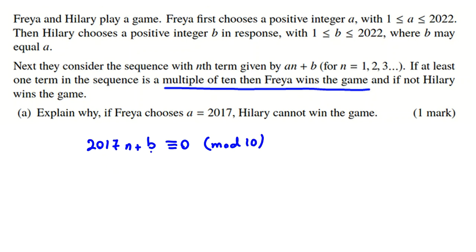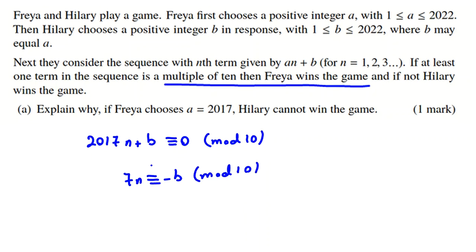Look, 2017n plus b. We want to find n in terms of b, then we can say it works for all b's. 2017 mod 10 is 7. So 7n plus b, or we can say 7n is congruent to negative b mod 10.